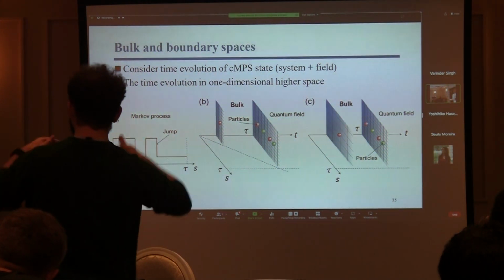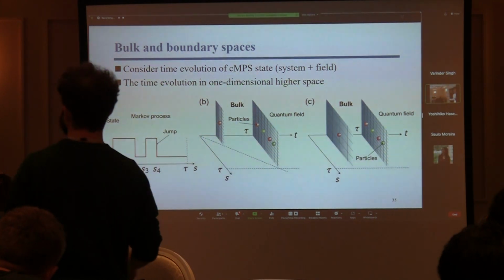Yeah, I understand. So you have to sum over all of the possible trajectories, and that gives you the CMPS. Yes. Right, okay, that makes sense.